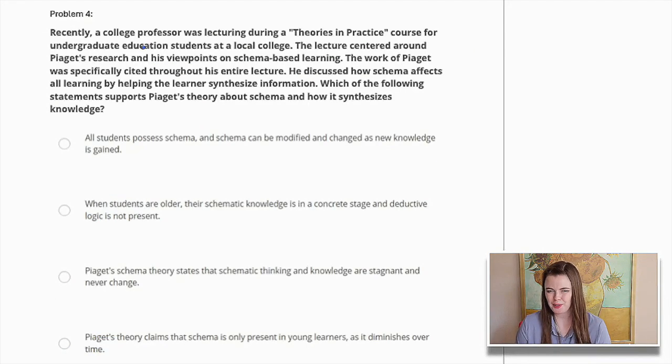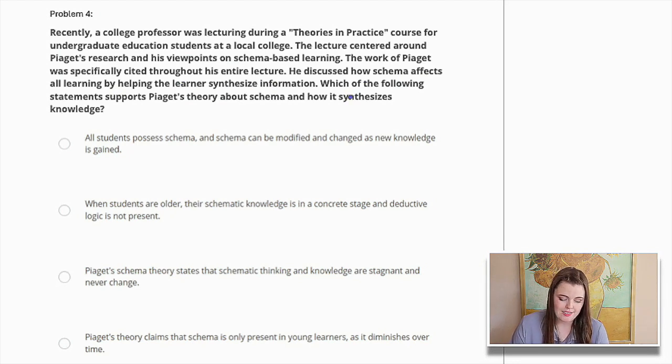All right, our fourth and final problem. Recently, a college professor was lecturing during a theories and practice course for undergraduate education students at a local college. The lecture centered around Piaget's research and his viewpoints on schema-based learning. The work of Piaget was specifically cited throughout his entire lecture. He discussed how schema affects all learning by helping the learner synthesize information.